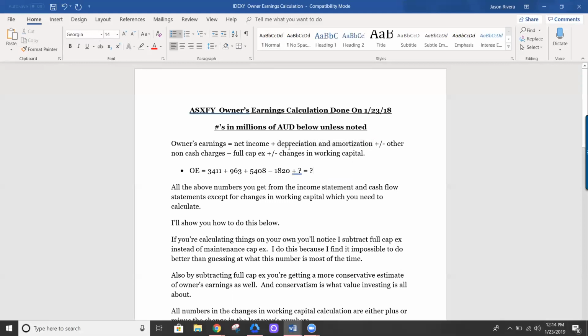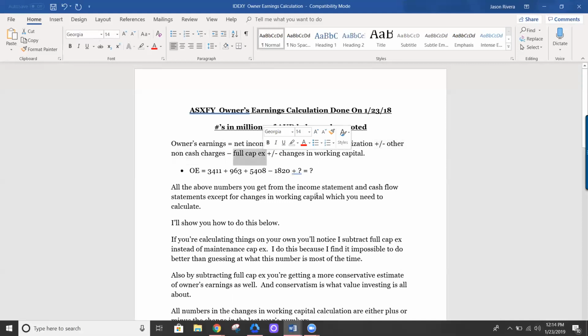I would still probably add this number in there. Let's say it's a heavy manufacturing company, for example, and I would still add the number back in here just to be safe. But you would have to probably be a little bit careful. Other non-cash charges. We add or subtract these back in here because, again, as a full business owner, we want to know the cash that is coming in and out of the business.